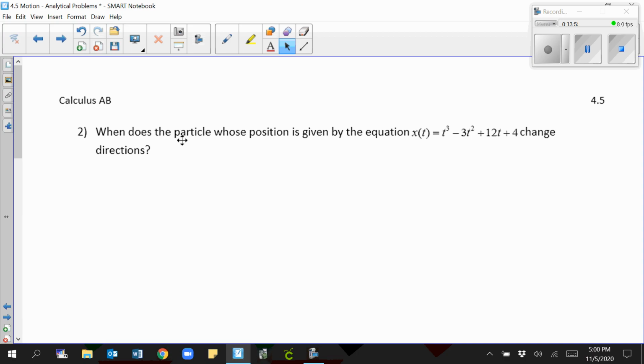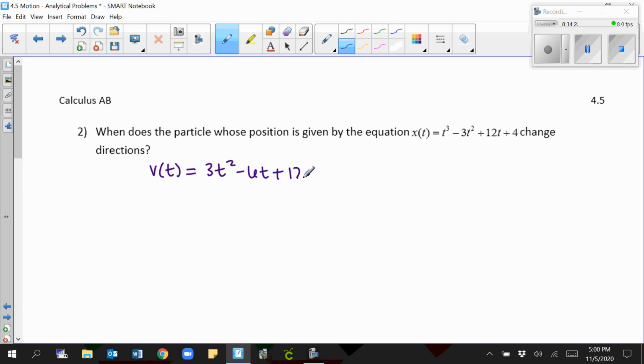It says, when does the particle whose position is given by the equation here change directions? Remember, it changes directions when our velocity is equal to 0. So let's find what our velocity is, set it equal to 0, and see when it changes directions. I'm going to find the velocity of t by taking the derivative. That's going to be 3t squared minus 6t plus 12. So 3t squared minus 6t plus 12 has to equal 0. I can divide everything by 3 to make my factoring a little bit easier. So t squared minus 2t plus 4 equals 0.